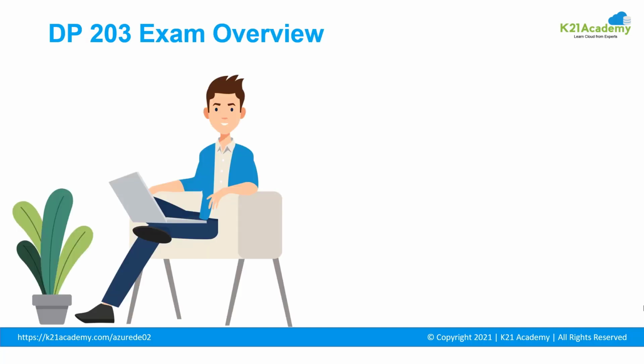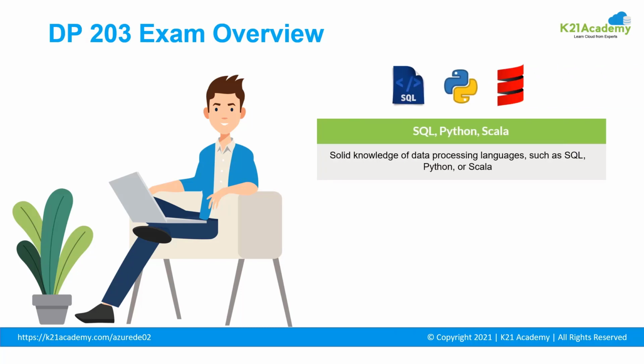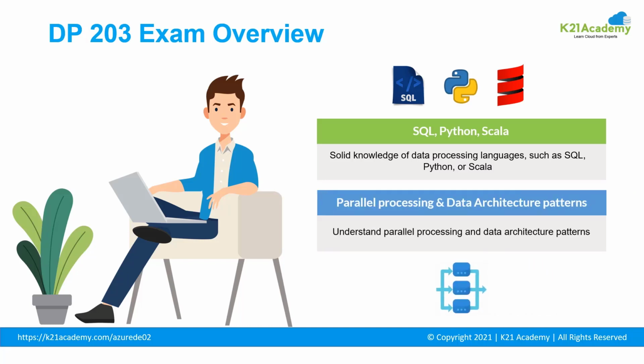Now let us get an overview of the DP-203 exam. In the DP-200 and DP-201 exams, you don't need to know Python or Scala. But in the case of DP-203, there are many learning objectives which directly refer to Python or Scala. You need to have a solid knowledge of data processing languages such as SQL, Python, and Scala. You also need to understand parallel processing and data architecture patterns.